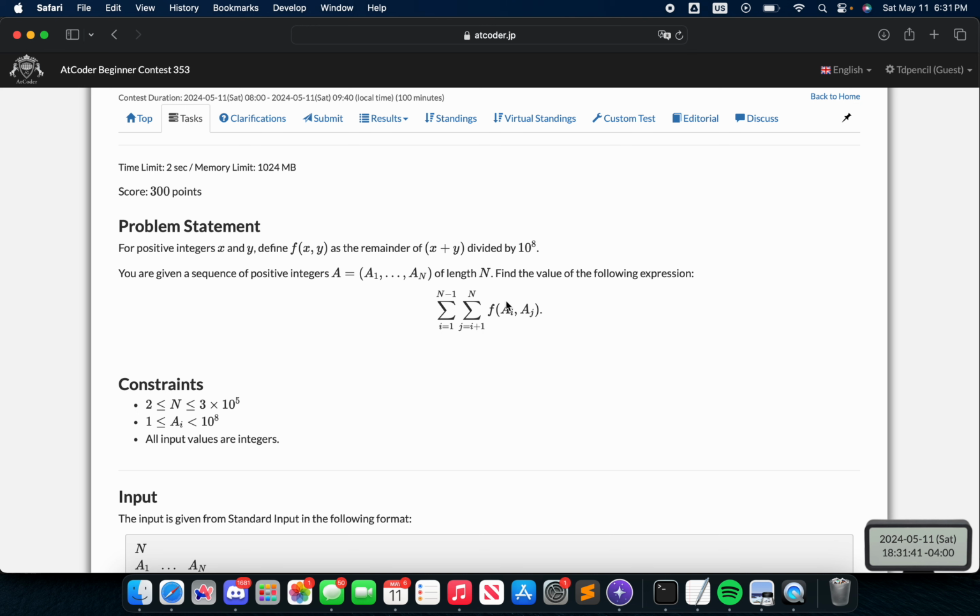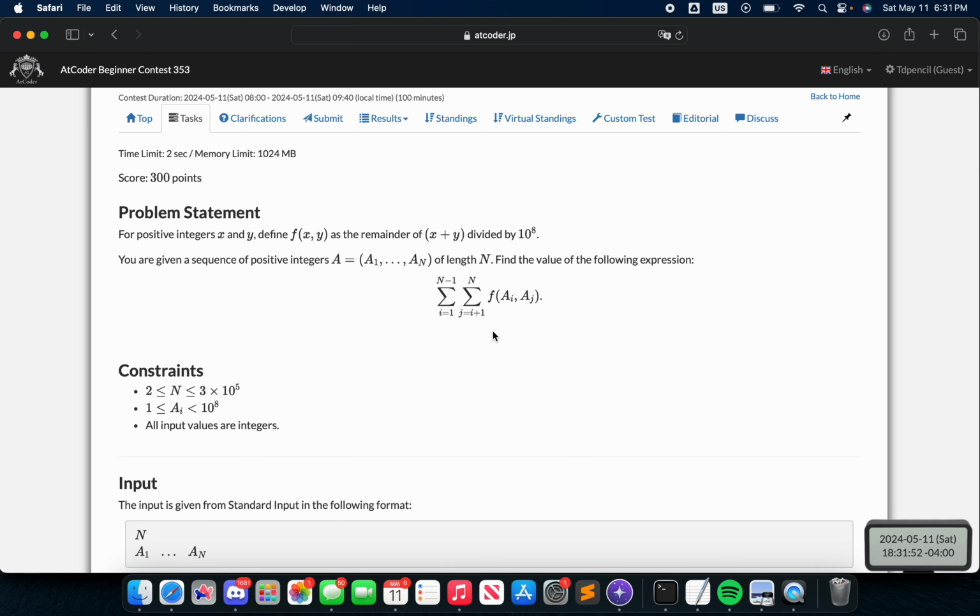Anyway, so basically you've got to find the sum of this function. With 10 to the 8th, you can very clearly see that if we're using C++, we need a long for this because there's no overall modulo.